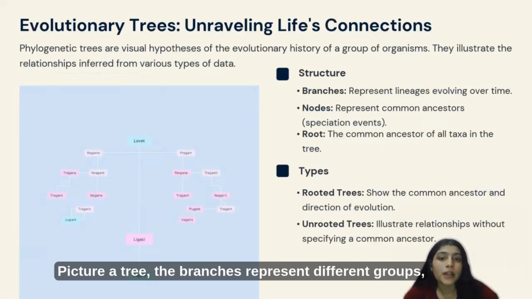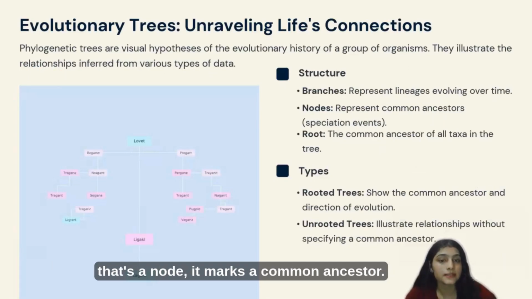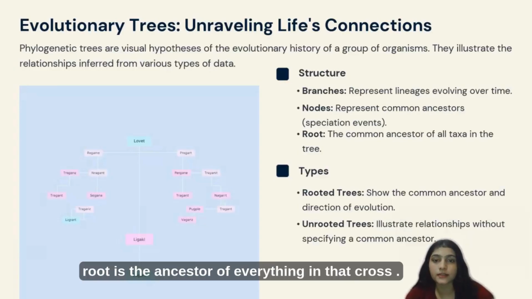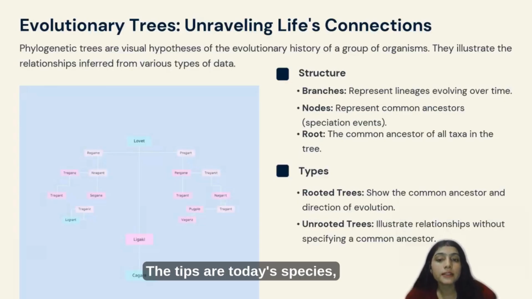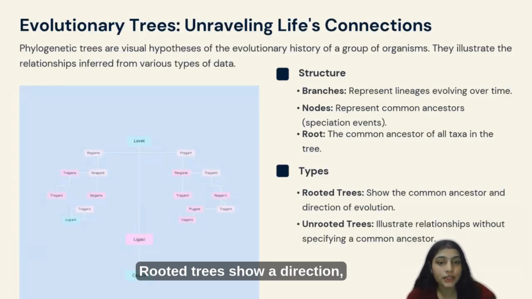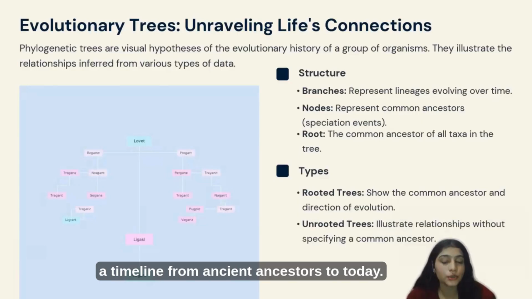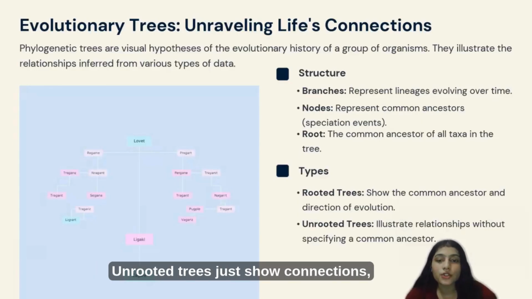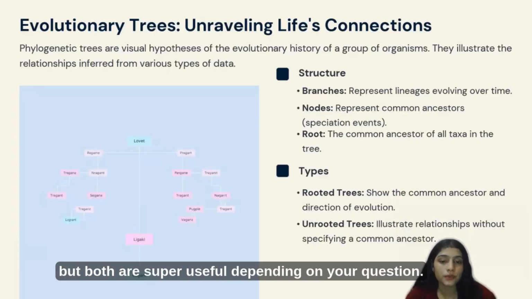Picture a tree. The branches represent different groups, species or populations, and every time the tree splits, that's a node, it marks a common ancestor. The bottom or root is the ancestor of everything in that group. The tips are today's species, or sometimes ones that went extinct. There are two types, rooted and unrooted trees. Rooted trees show a direction, a timeline from ancient ancestor to today. Unrooted trees just show connections, but both are super useful depending on your question.